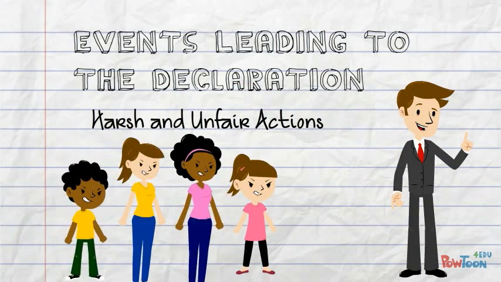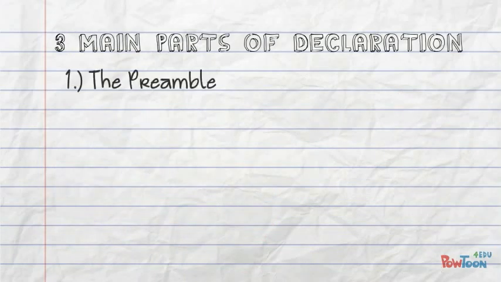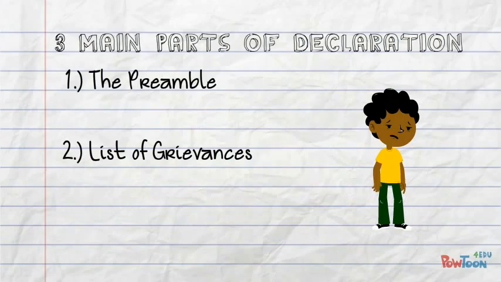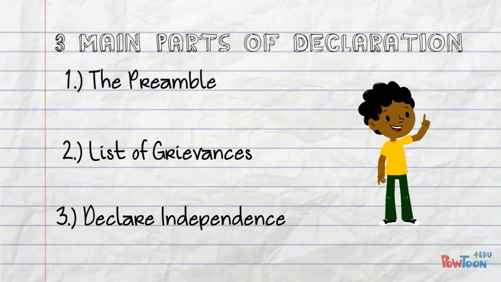This greatly angered the colonists, which led to their movement for independence. There were three main parts to the Declaration of Independence. First is the preamble, which explains the rights that they should have as a country. The list of grievances is the second part, which explains all of the ways the king has violated these rights. The final part is when they declare themselves as an independent nation.